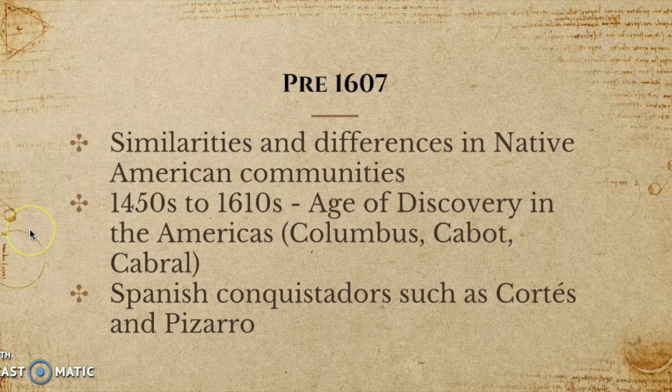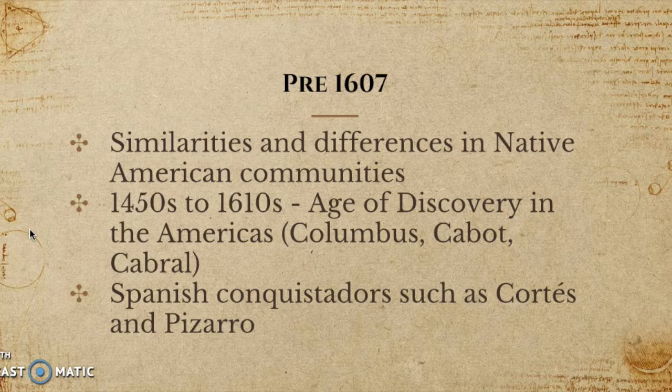So before 1607, you should know what the similarities and differences between Native American communities are. All communities did not share a single identity as Native Americans do today. They were very different cultural groups. They did not have a shared language. But one thing they did have in common was the importance of religion in their daily lives, or the importance of ritual.